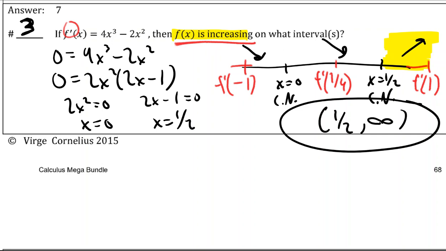Okay, any follow-up questions to this box?